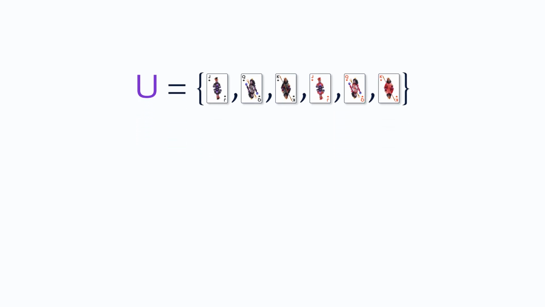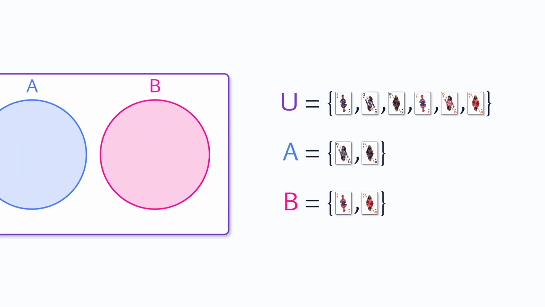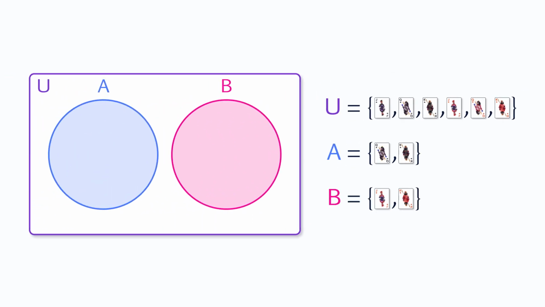The universal set U has two subsets. Subset A contains the elements the Queen and King of spades, and subset B contains the elements the Jack and King of hearts. The two subsets do not share any common elements. The Venn diagram representing these sets will therefore look like this: two non-overlapping circles enclosed by a rectangle.